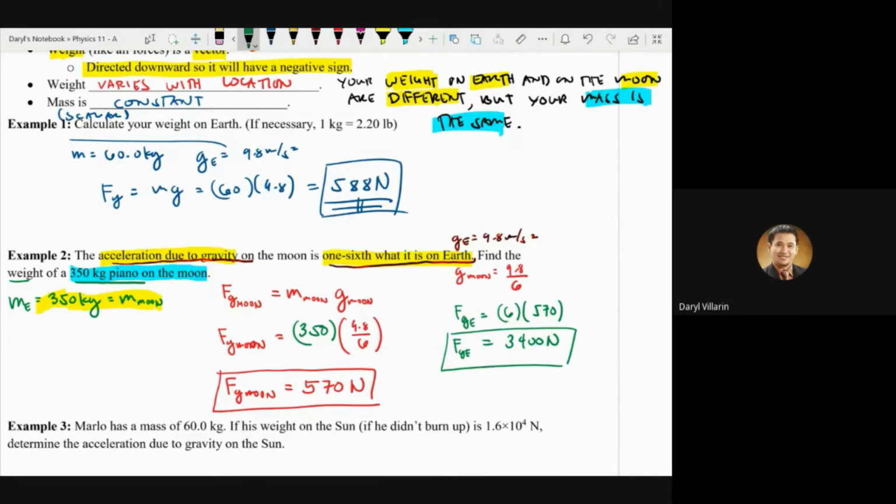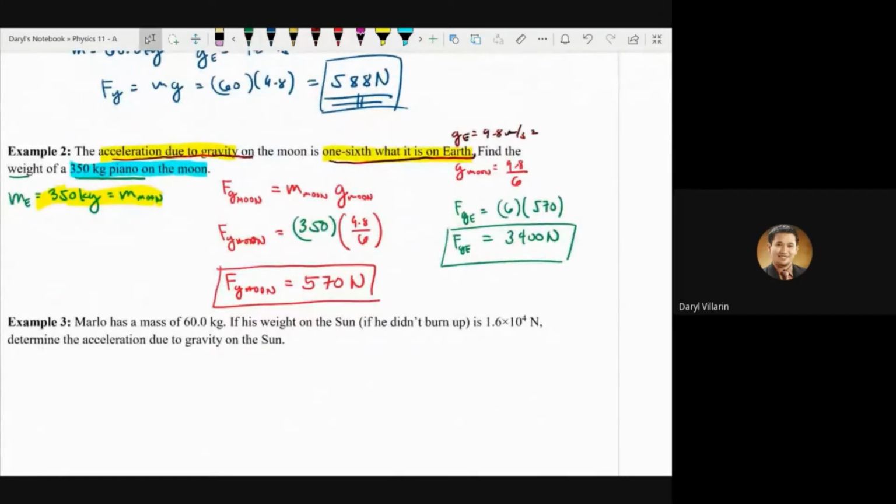Any questions on this one? It's just a matter of using the formula that you have for the weight equation. Again, later on, I think that would be in Physics 12, we will be talking about Newton's gravitational law, because that is a more specific equation for gravitational force. This is more the simplified version of that. Again, this is only true near the surface of a planet or of a massive object.